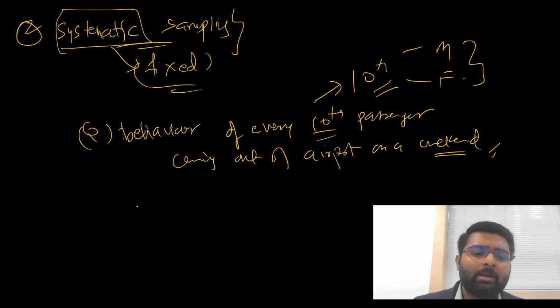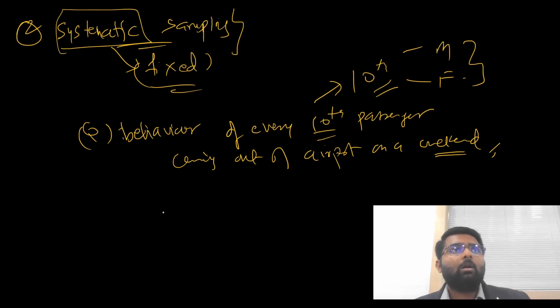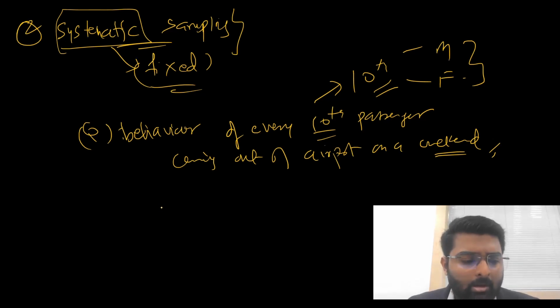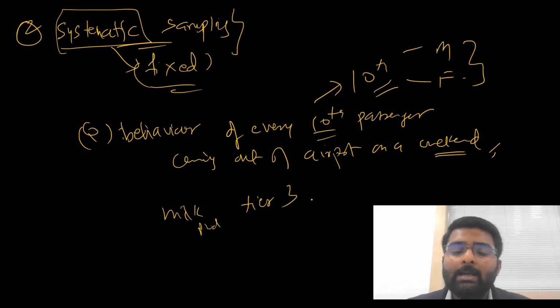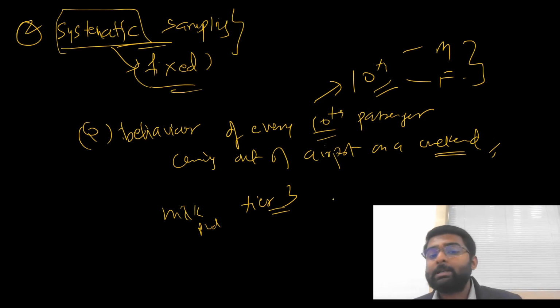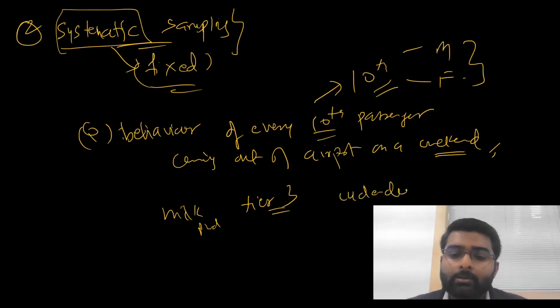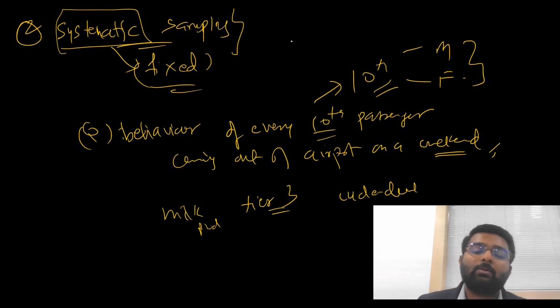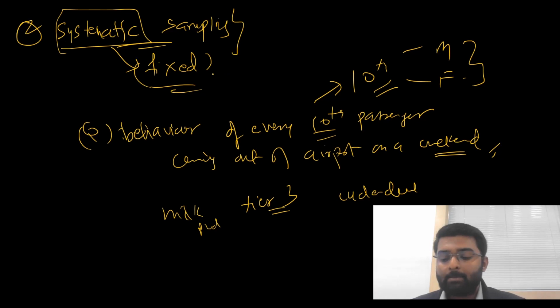Or for example, if you want to understand how milk is being produced in tier 3 cities of the most underdeveloped states, I've given you a research query, so you know that firstly you have to understand milk production. Secondly, it has to be tier 3 cities, and again tier 3 cities of not the flourished states but the underdeveloped states. These are the areas where you will be applying the technique of systematic sampling.